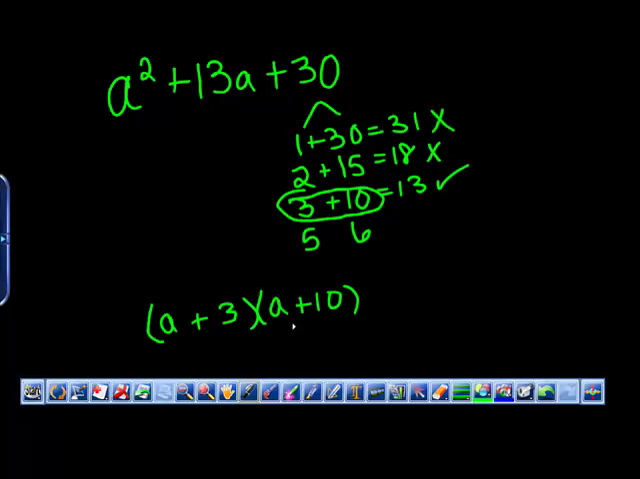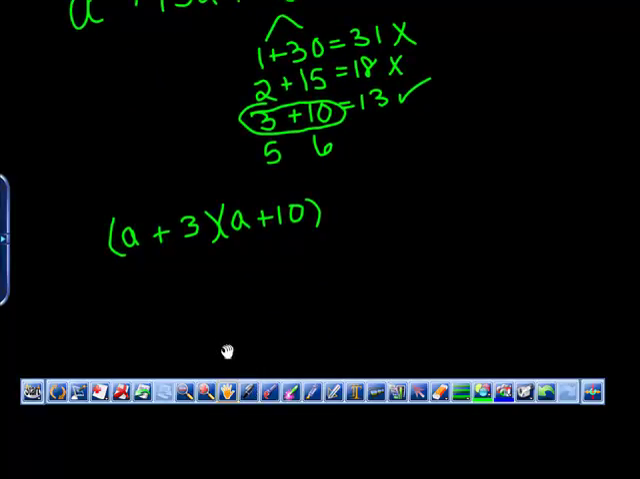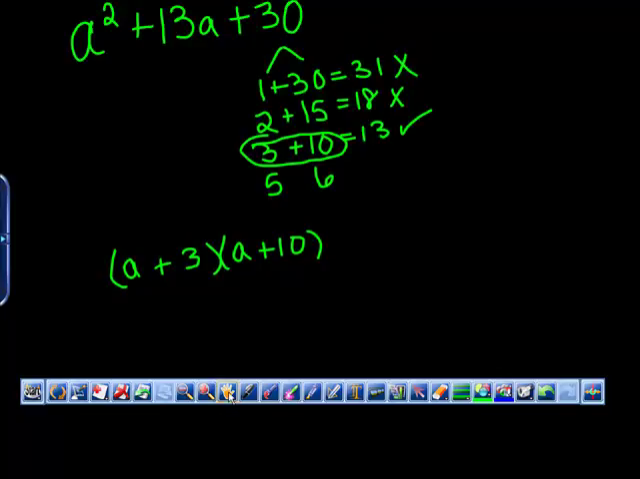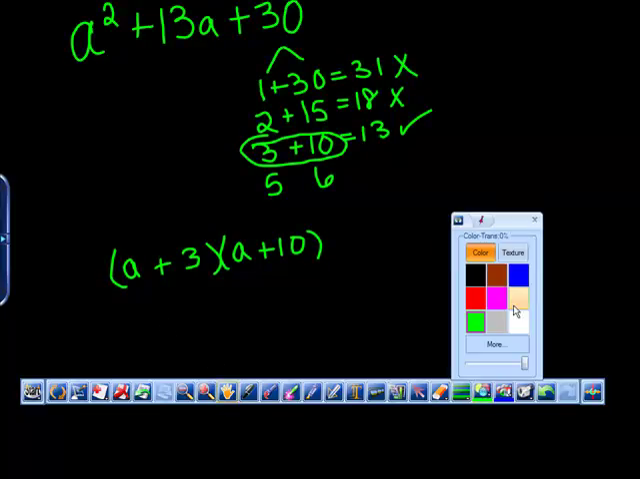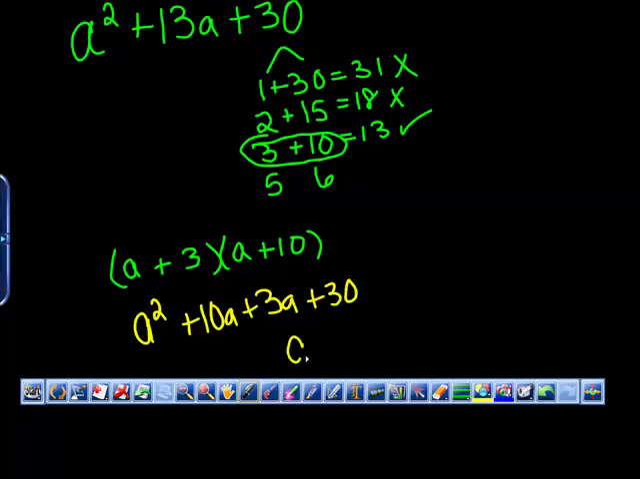The nice thing about factoring is because you know how to use FOIL, you can always check your work. So now I'm going to go back and FOIL and make sure I get my answer from the beginning. So first, A times A is A squared. Outside, A times 10, 10A. Inside, 3 times A, 3A. Last, 3 times 10, 30. Combine like terms, A squared plus 13A plus 30. Therefore, our factors are correct.